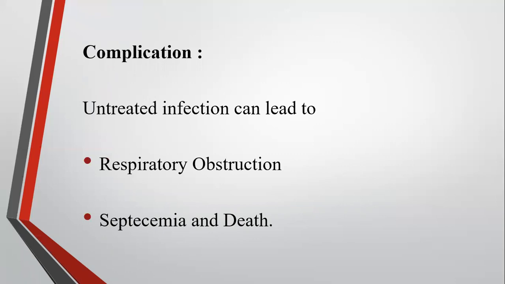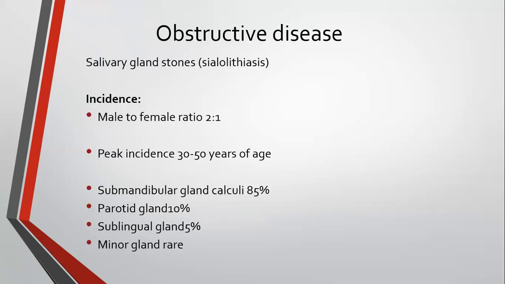So basically, what will be the complications? Untreated infection can lead to respiratory obstruction, septicemia, and death as well. So if infection is left untreated, it will lead to respiratory obstruction. You might not get enough respiration, and it may ultimately lead to an infection in the blood, septicemia, or ultimately cause death as well.